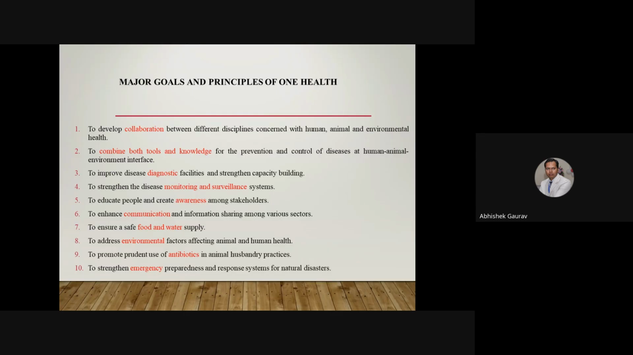Apart from that, safe food and water are essential. Food safety is now a big issue. As we know, there are around 200 diseases which occur because of contaminated food and water.